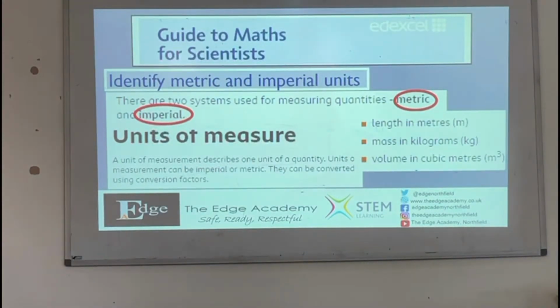So in your books, can I get you to copy the first sentence and copy down these 3 examples of your metric units? So you have meters with a little m, kilograms with a kg, and cubic meters with an m cubed.